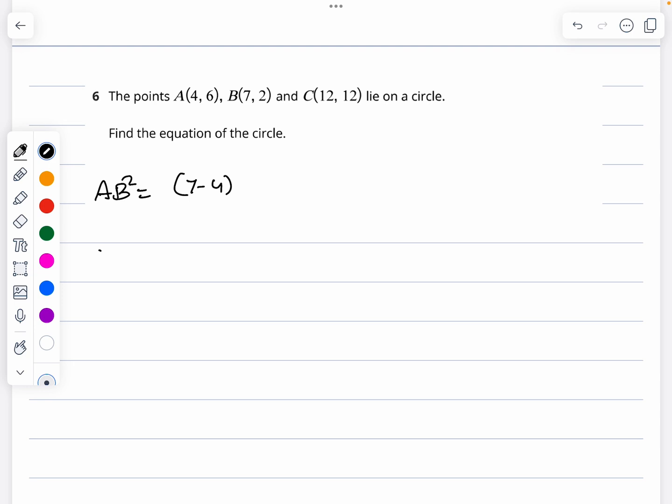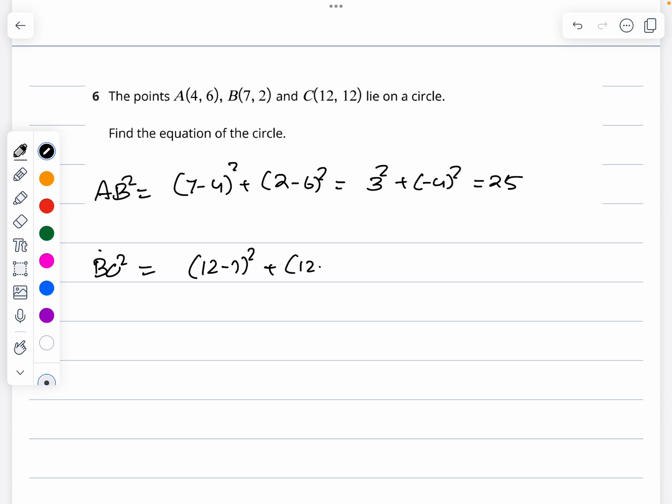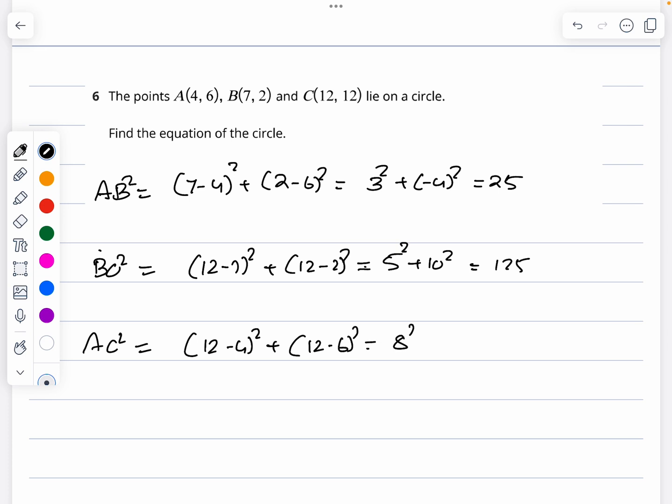AB square is nothing but (x2 minus x1) whole square plus (y2 minus y1) whole square, which is 3 square plus 4 square, which is 25. I'll find BC square: (12 minus 7) whole square plus (12 minus 2) whole square, which is 5 square plus 10 square, which is 125. Then I'll find AC square: (12 minus 4) whole square plus (12 minus 6) whole square equals 8 square plus 6 square, which is 100.